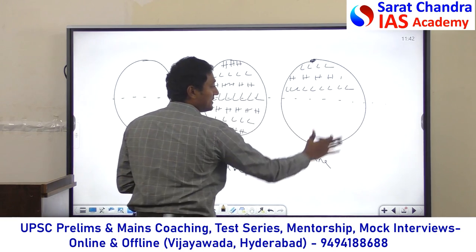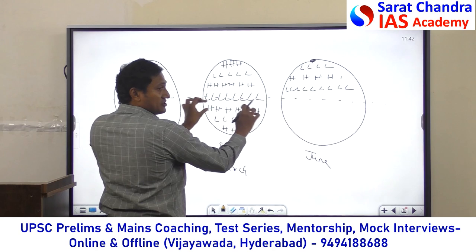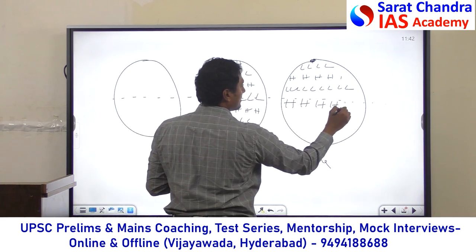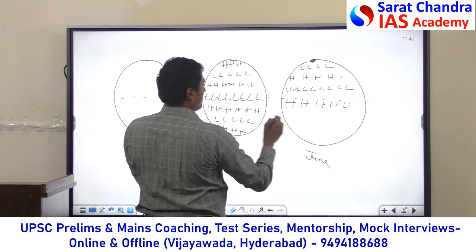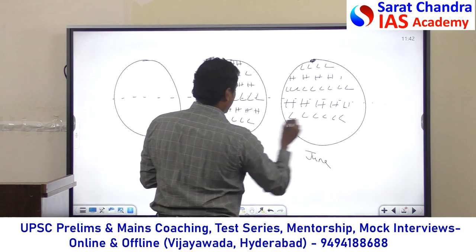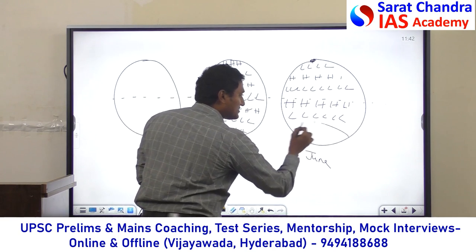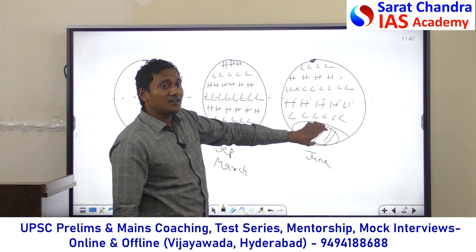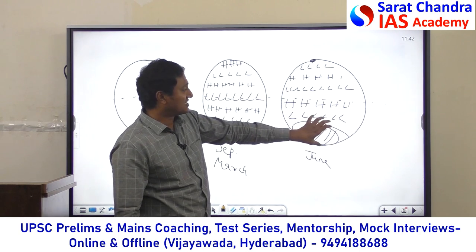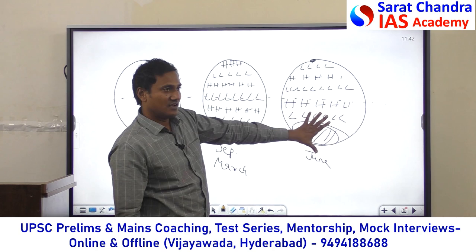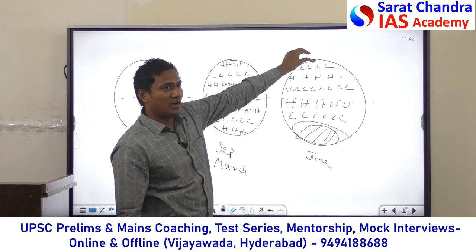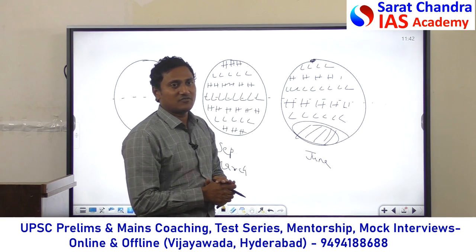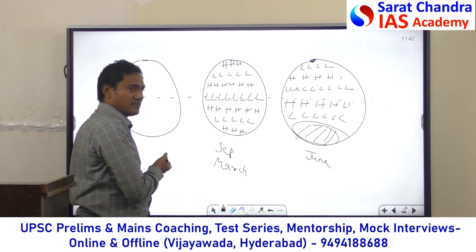But these belts now, see, this high pressure belt goes up. So here you have the high pressure belt moving up, and the low pressure belts also move up. And this polar high pressure belt becomes very large. So in the month of June, the southern polar high pressure belt expands, becomes very big. The northern polar high pressure belt gets contracted, becomes very small. Understand?